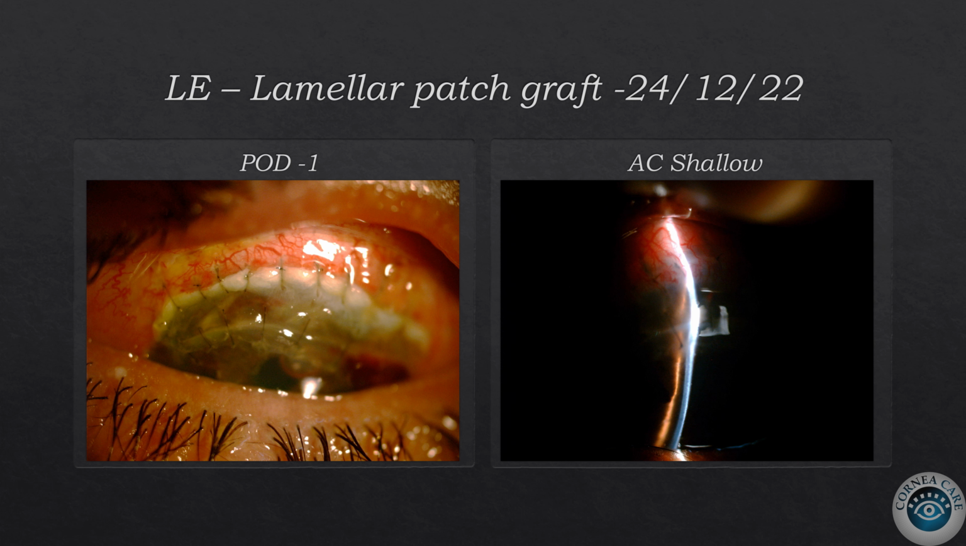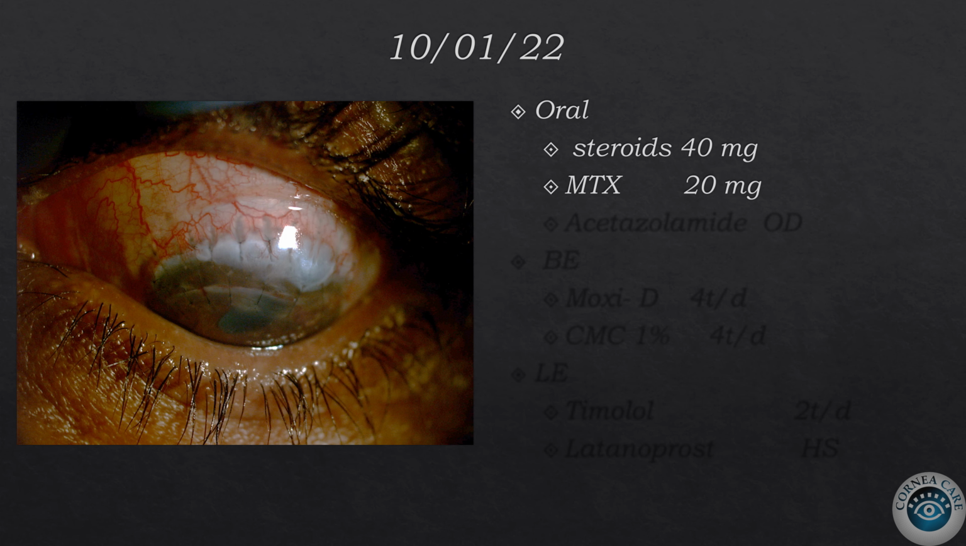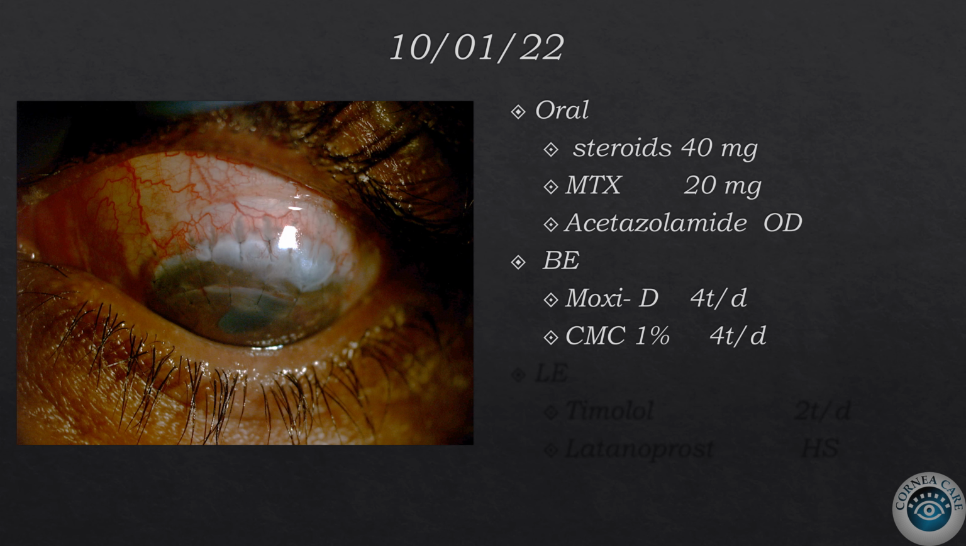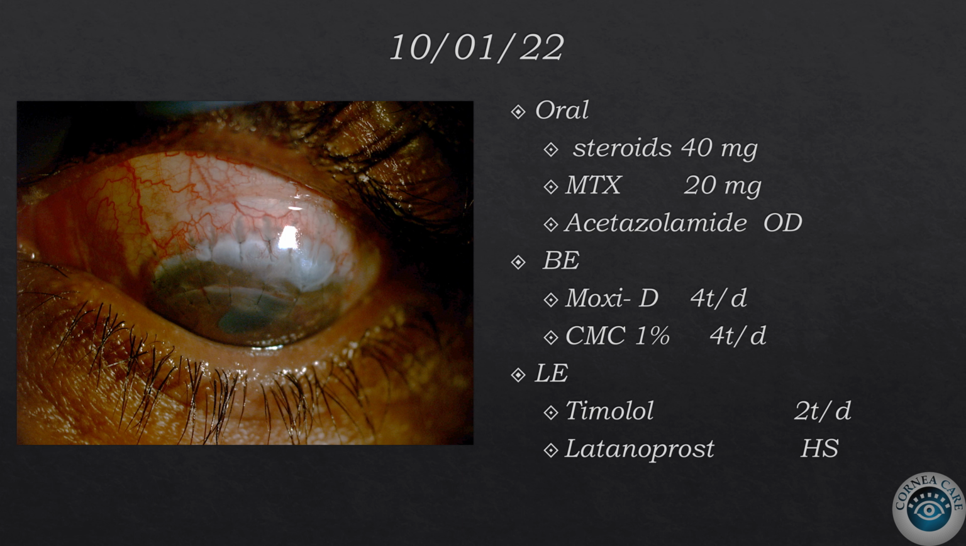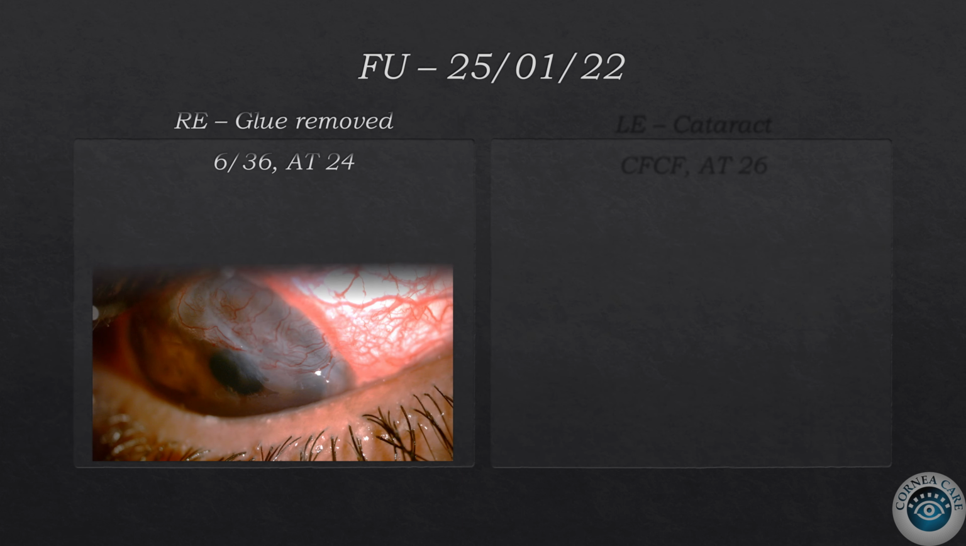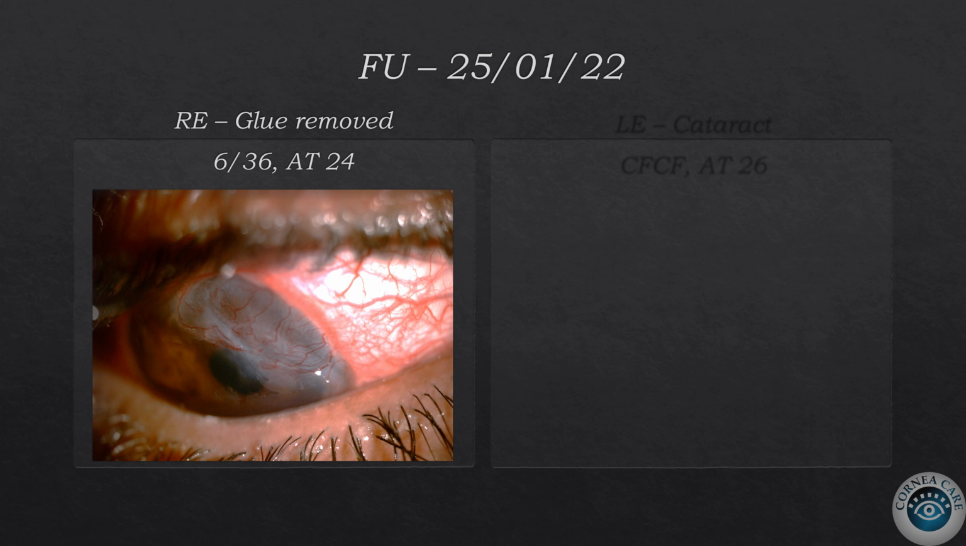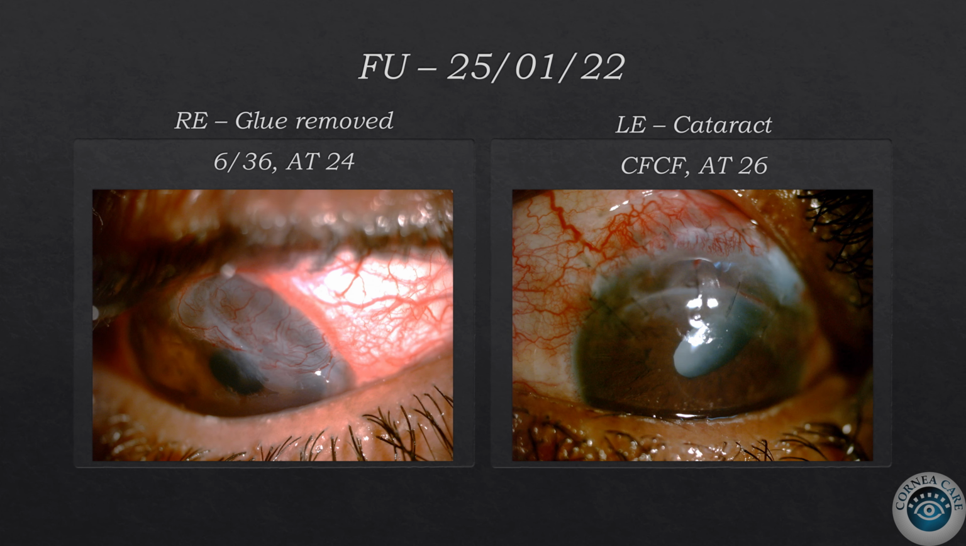AC was well formed post patch graft, but it was shallow superiorly due to PAS. Gradually IOP settled down. Oral and topical steroids were tapered, but his left eye required anti-glaucoma medication. On 25th January, 1 month post patch graft in the left eye, the right eye was doing well and glue BCL was removed, but in the left eye the vision dropped drastically due to cataract. There was still an epithelial defect over the patch graft, so BCL was retained.